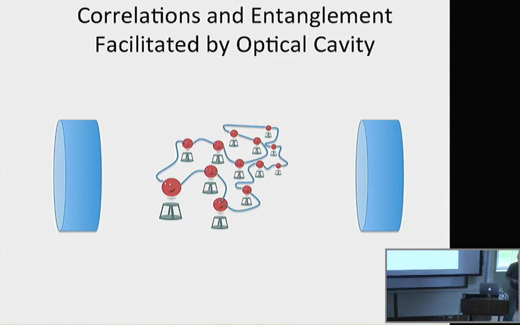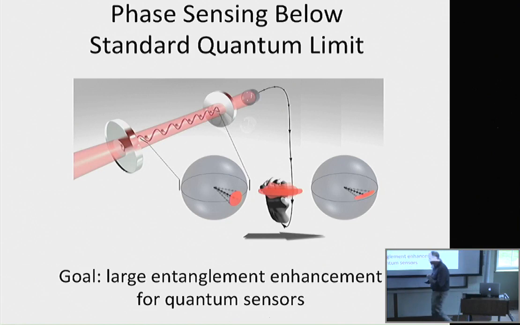And I'm going to tell you about three specific experiments. One is going to be our work on phase sensing below the standard quantum limit. And so the idea is we're going to actually measure the quantum noise associated with the atoms and somehow subtract it out. And the goal here is to generate large amounts of entanglement enhancement for quantum sensors.